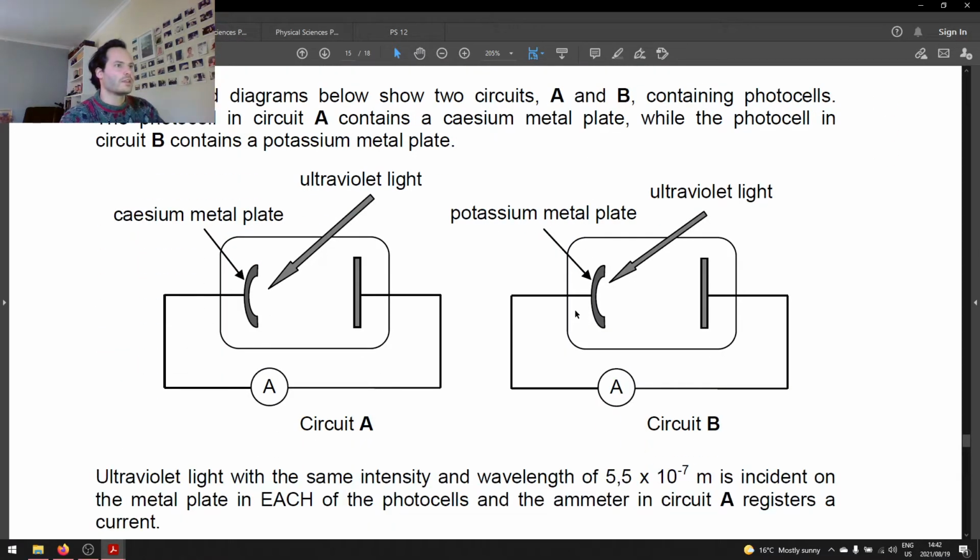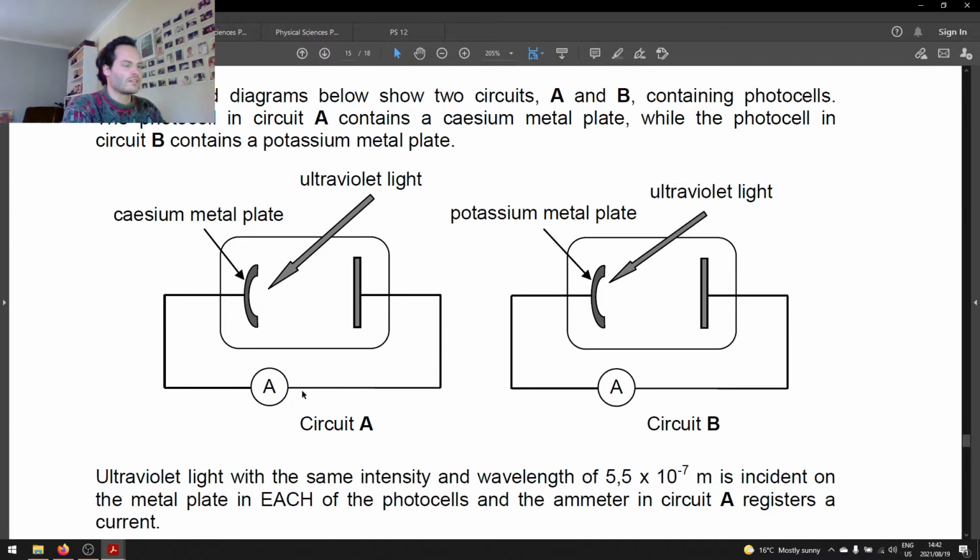Then we go on. They say the simplified diagrams below show two circuits, A and B, containing photocells. Now a photocell, as you can see there, has the metal, a glass tube surrounding that metal, and then another electrode on the other side. When light shines on it and it's above my threshold frequency, electrons are going to leave my metal plate and jump over to the other electrode, thus completing the circuit.